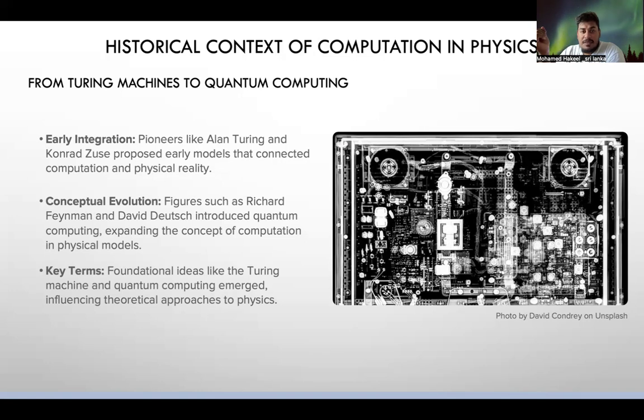Conceptual evolution: figures such as Richard Feynman and David Deutsch introduced quantum computing, expanding the concept of computation in physical models. Key terms: foundational ideas like the Turing machine and quantum computing emerged, influencing theoretical approaches to physics. And this is a photo by David Conry on Unsplash.